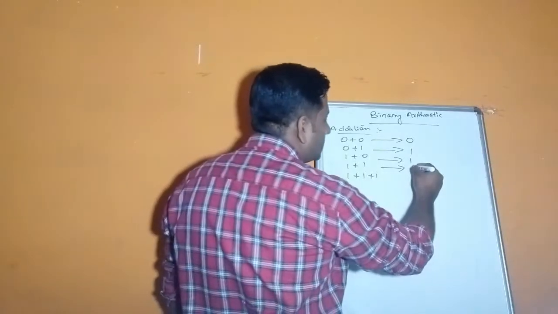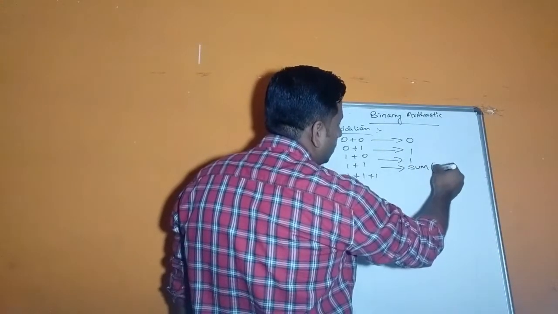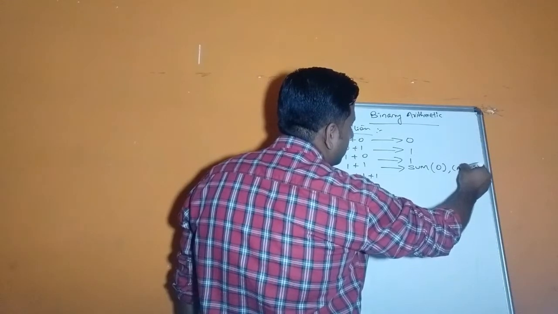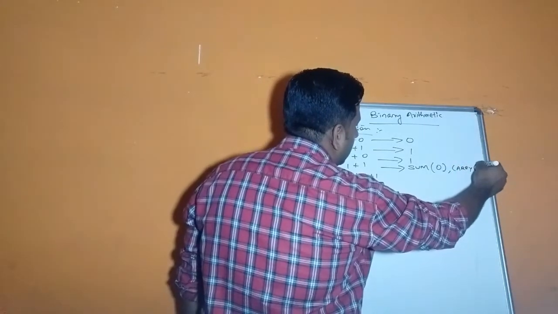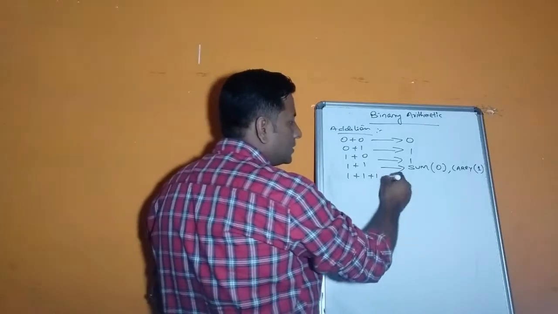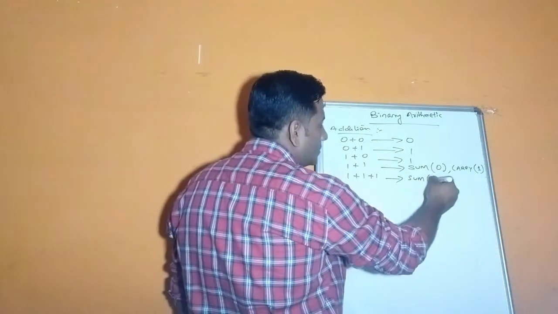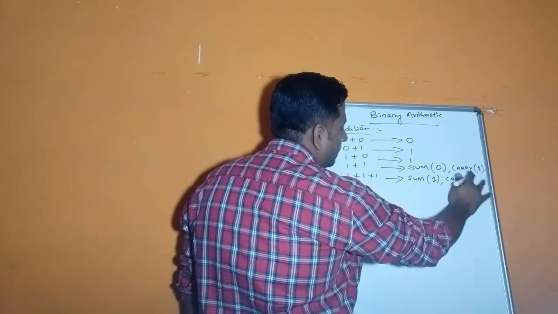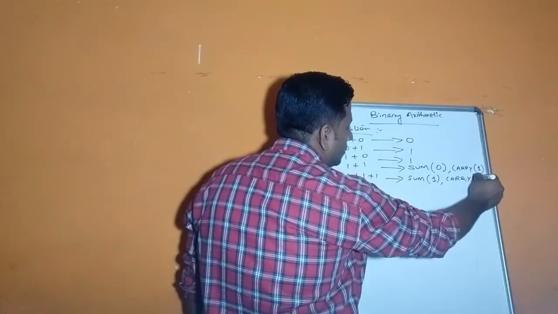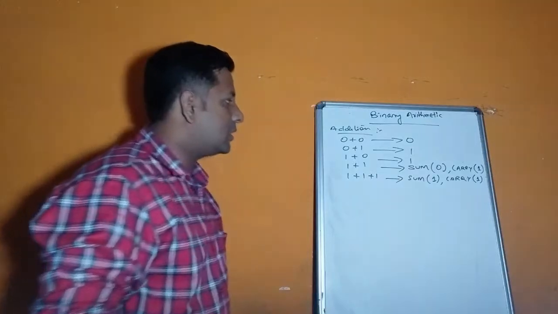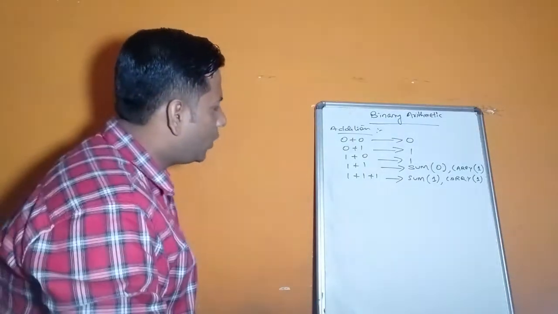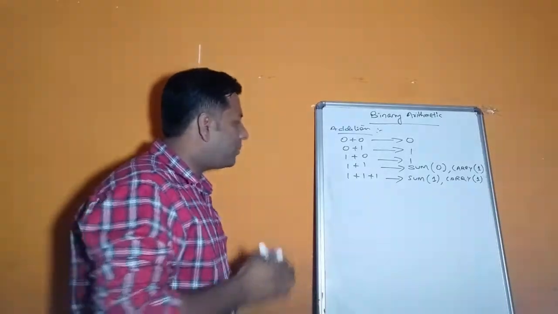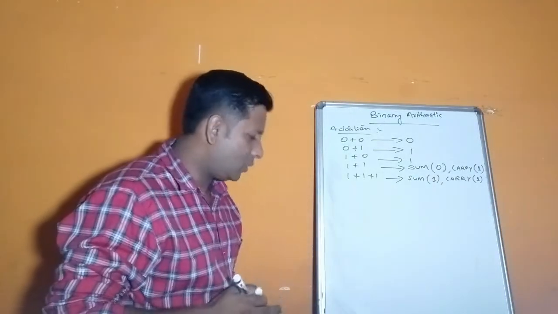So 1 plus 1 will be, sum will be 0 and carry will be 1. In this case, sum 1 and carry also 1. Okay, this is binary addition. When you have 1 plus 1, that time sum will be 0 and carry will be 1. And when you have triple 1, that time sum 1, carry 1.